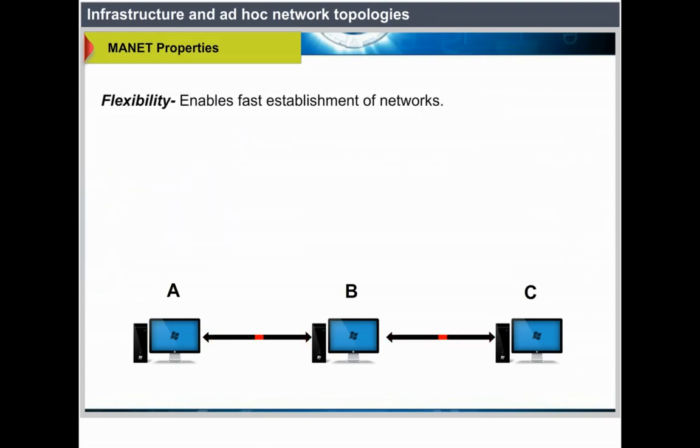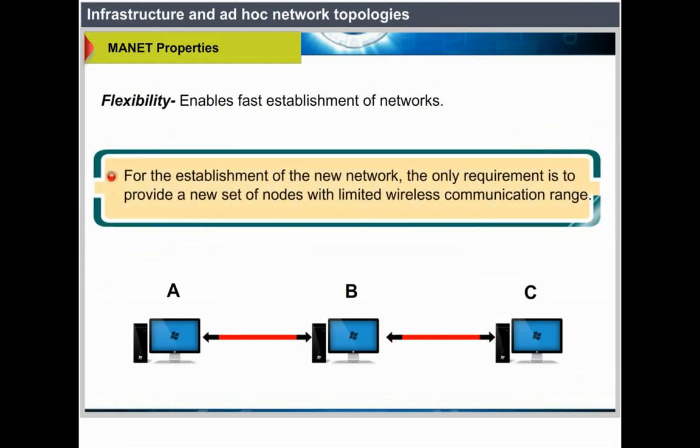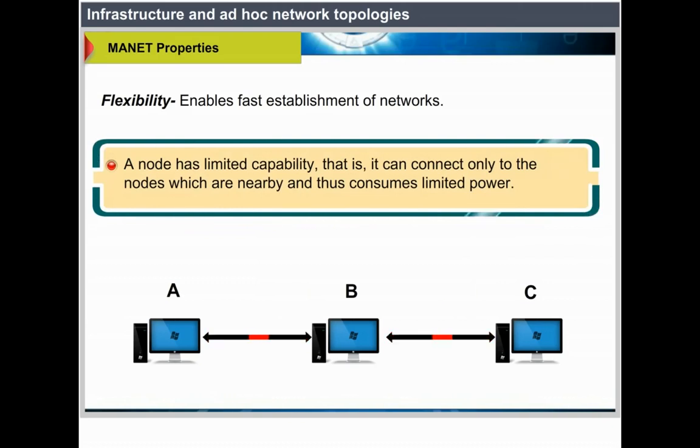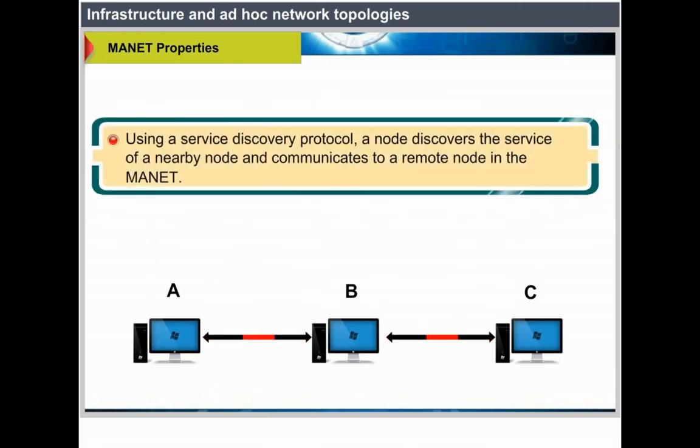Flexibility enables fast establishment of networks. When a new network is to be established, the only requirement is to provide a new set of nodes with limited wireless communication range. A node has limited capability, that is, it can connect only to the nodes which are nearby and thus consumes limited power. Using a service discovery protocol, a node discovers the service of a nearby node and communicates to a remote node in the MANET.